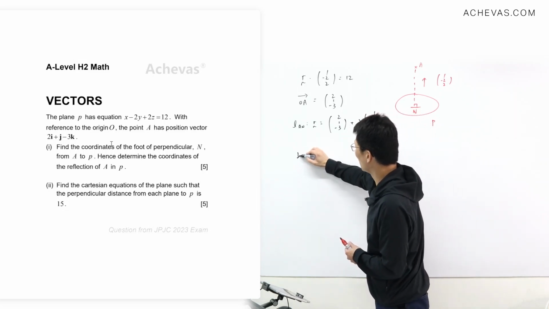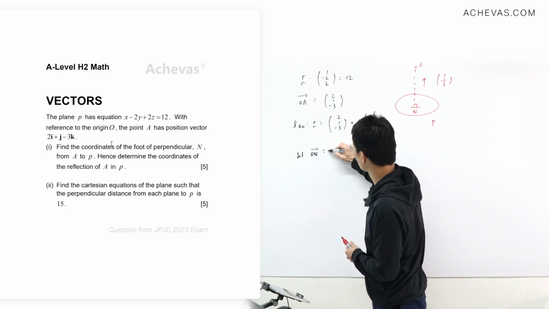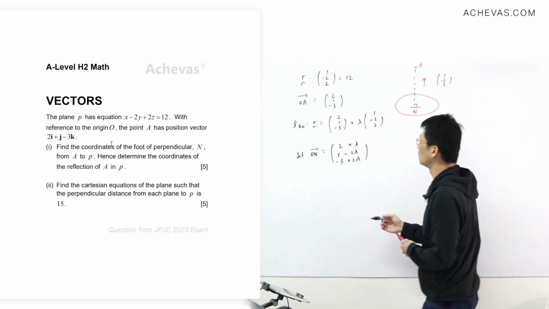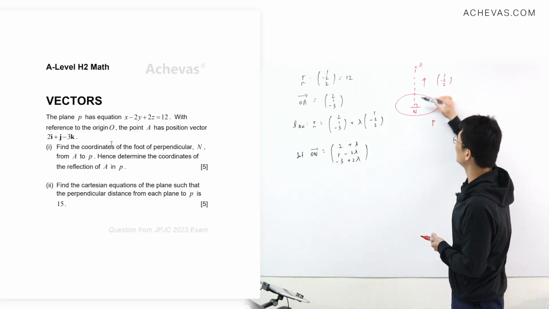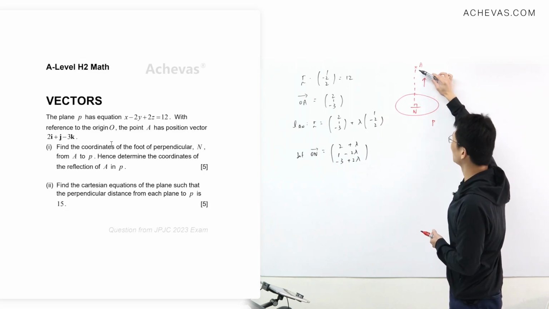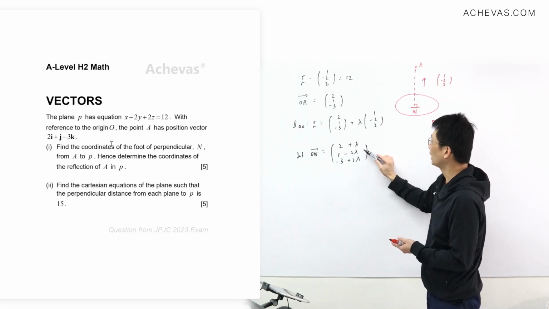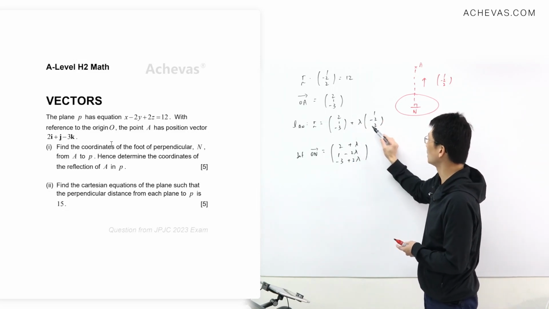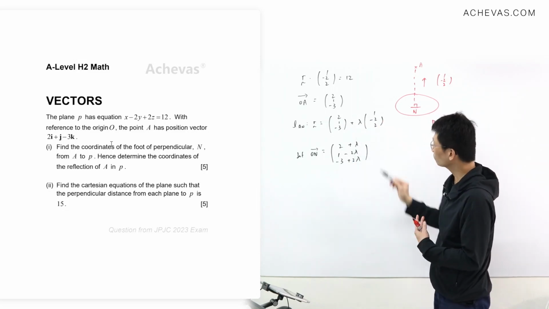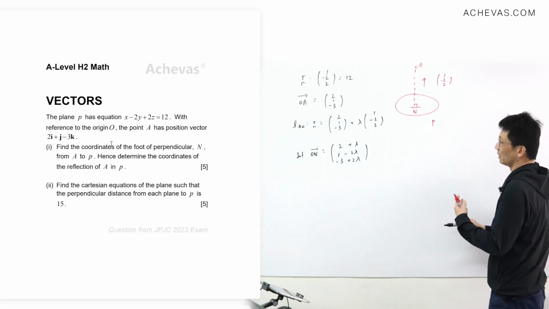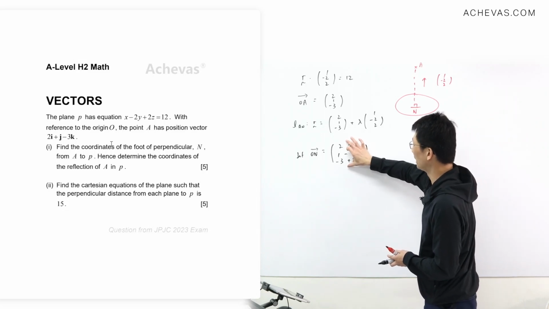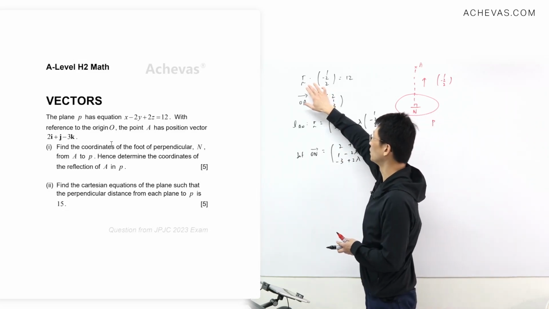So we can say that ON is equal to (2 plus lambda, 1 minus 2 lambda, -3 plus 2 lambda). The reason is that point A, we can see from the diagram, is also lying on the line. So when it is lying on the line, the point takes on the expression here given a specific value of lambda. On top of that, we can also see that N also lies on the plane. So we can just substitute the entire expression here into the equation of the plane.